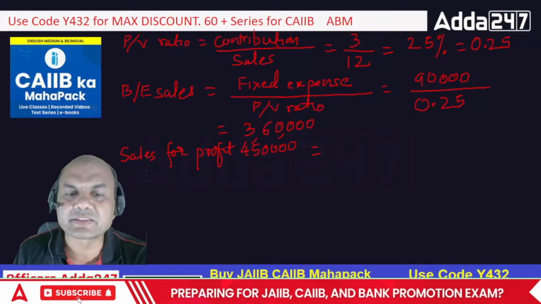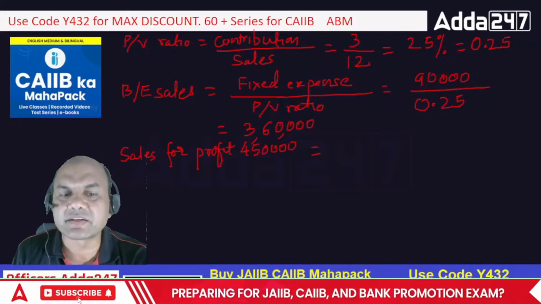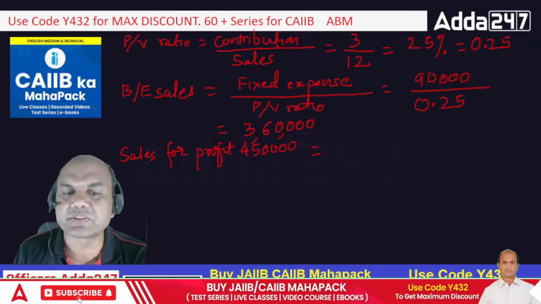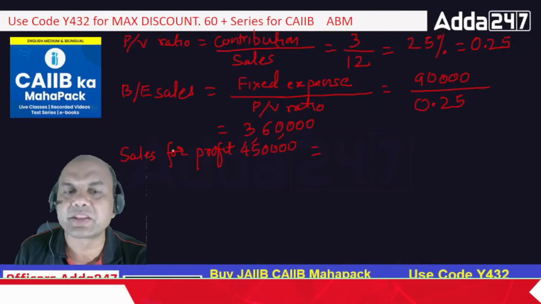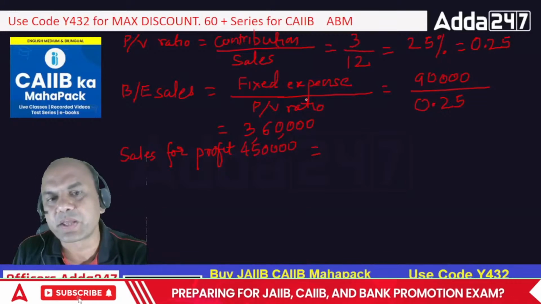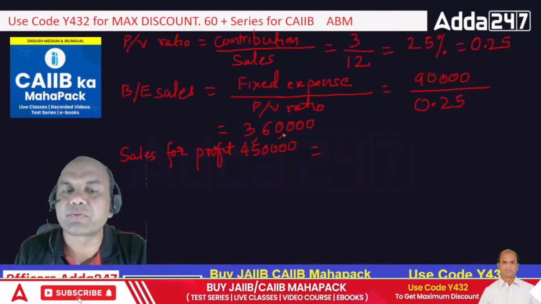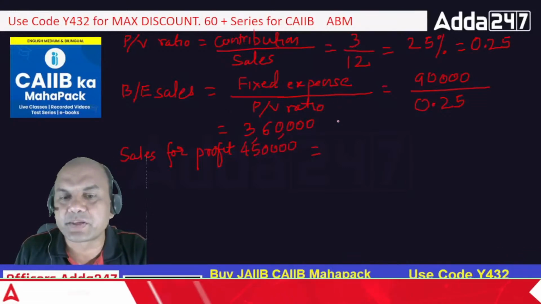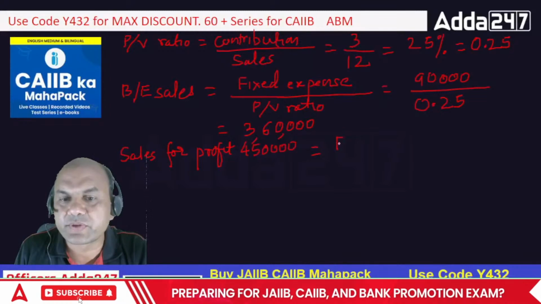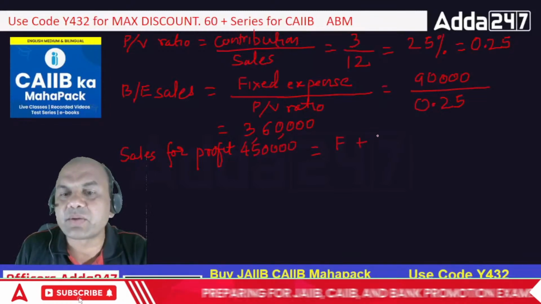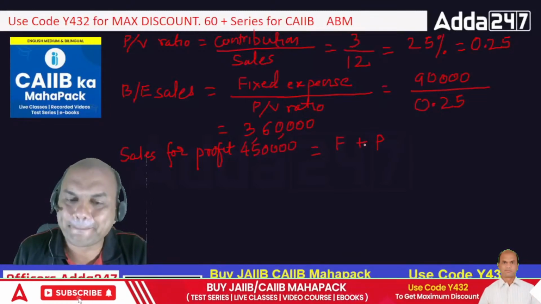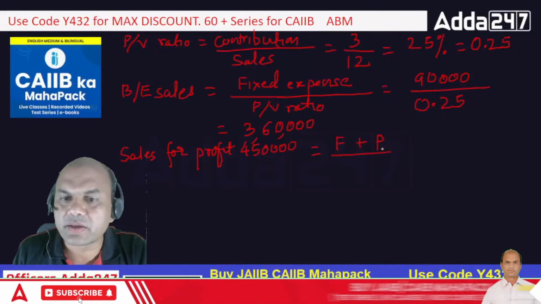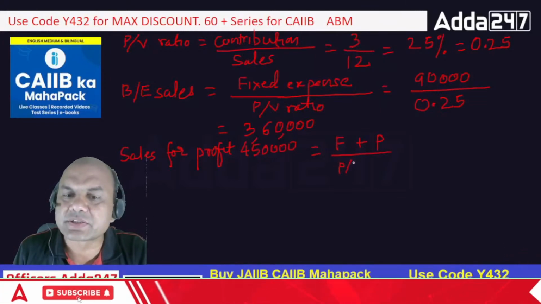It is the same thing, the same formula above, isn't it? The break-even sales logic you will be using again. Only the point here is break-even sales won't be there. Because break-even sales means there is no profit involved, but here they have given the profit. So I just add this profit over here. F plus P, fixed cost plus the required profit, the whole upon the PV ratio.